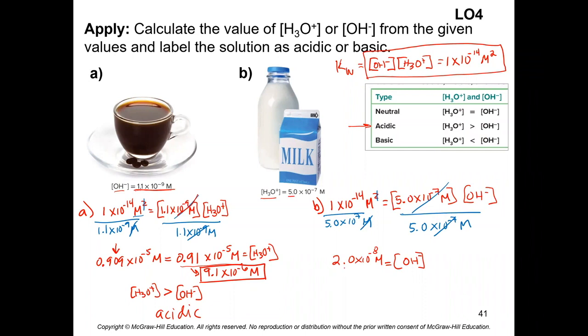Okay, so what does this mean? Well, H3O plus concentration is 5.0 times 10 to the negative 7. My hydroxide concentration is 2.0 times 10 to the negative 8. So 10 to the negative 8 is smaller than 10 to the negative 7. So this means that H3O plus is in greater concentration than OH minus. So if I look at my chart, whenever H3O plus is greater, that means we have an acidic solution.